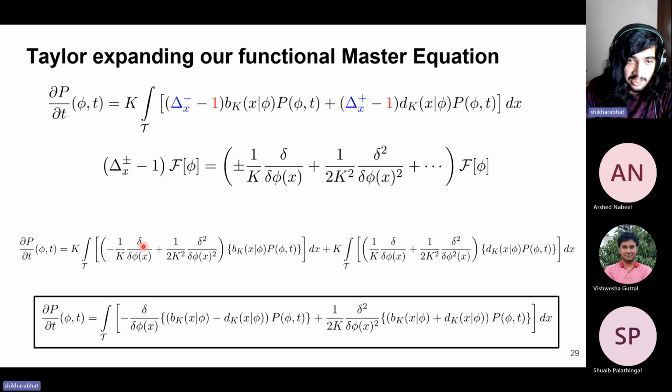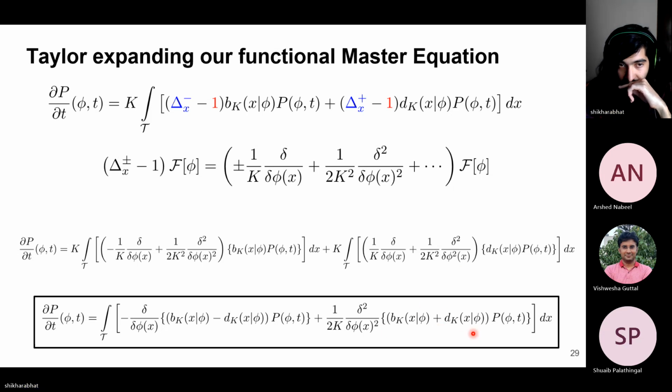Here we have minus dou by dou phi applied to bp, and here it is minus dou by dou phi applied to bk times p, which is outside, plus dou by dou phi applied to d, which I have written with another minus sign outside. This minus into minus becomes plus dou by dou phi applied to d. And for the second derivatives, the signs are the same. There is a plus 1 by 2k here and a plus 1 by 2k here. So it's b plus d inside.